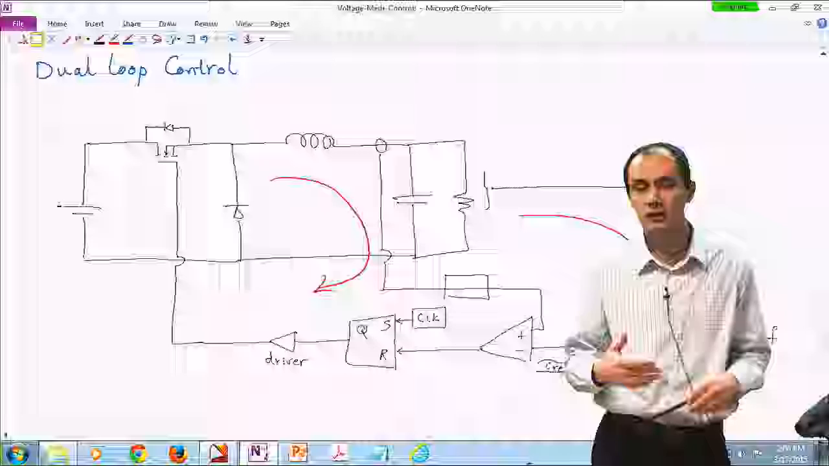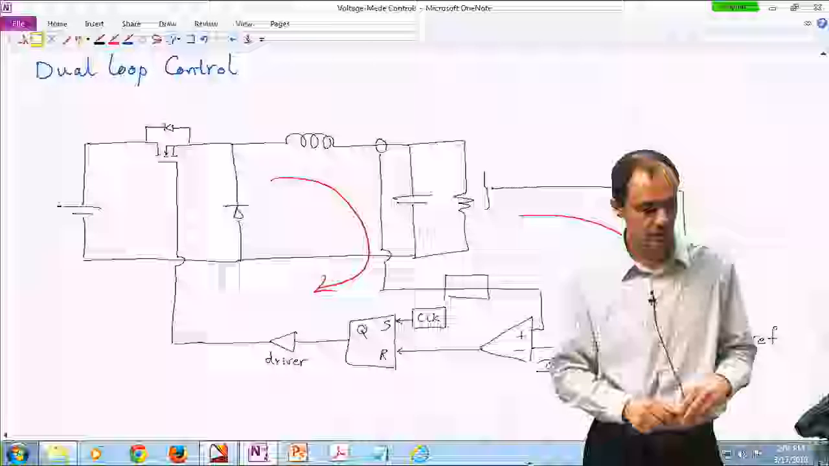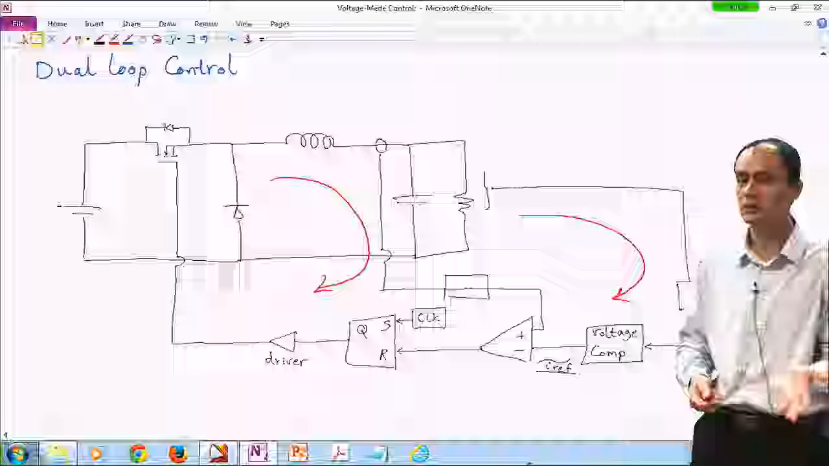The main difference is we treat the output of the voltage compensator differently. Before, we were assuming that it was the duty cycle. If that signal goes up, that means the duty cycle should increase. But here, we are treating it as if it is the reference for the inductor current, meaning that if this signal rises, we have to command the converter to inject more current in the inductor.